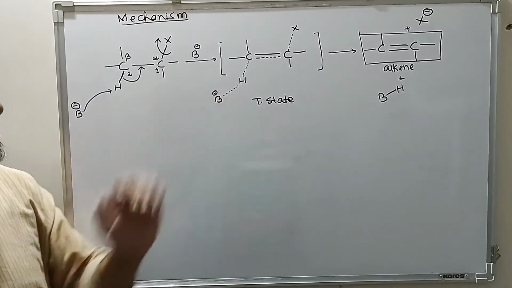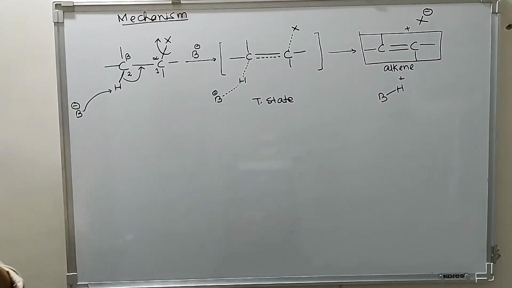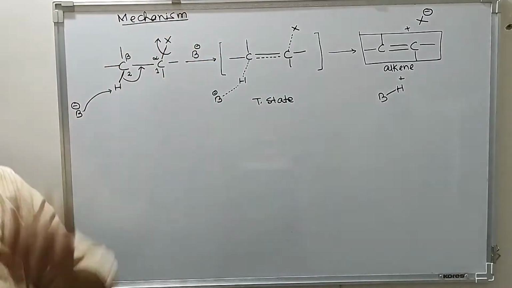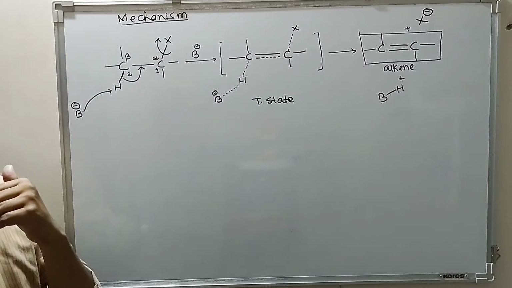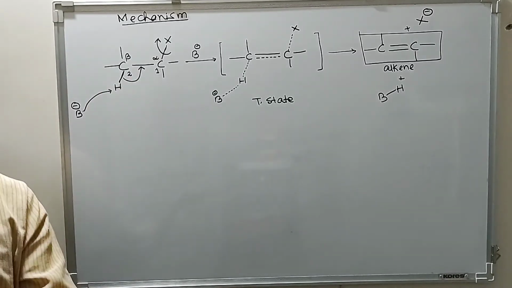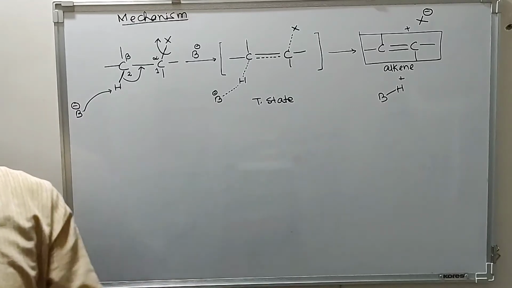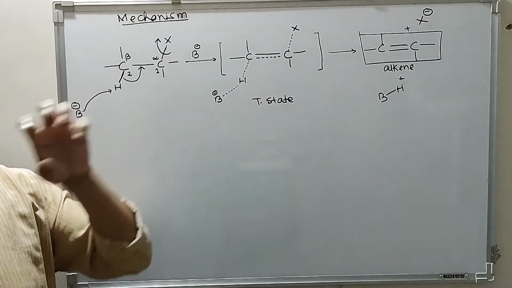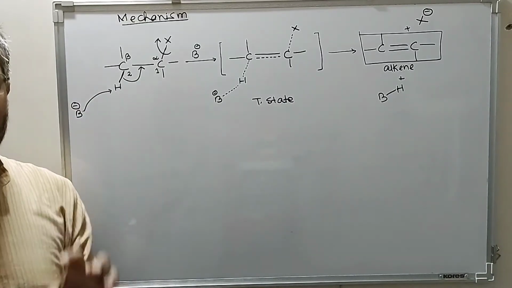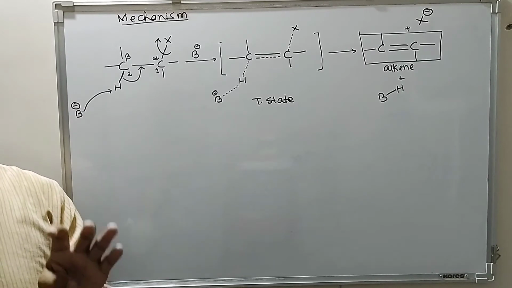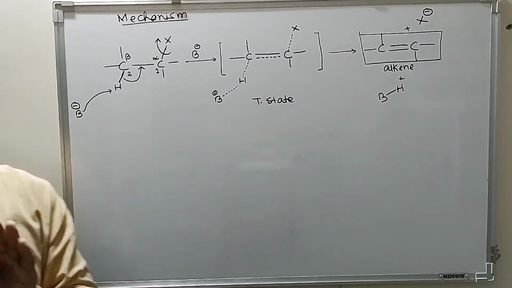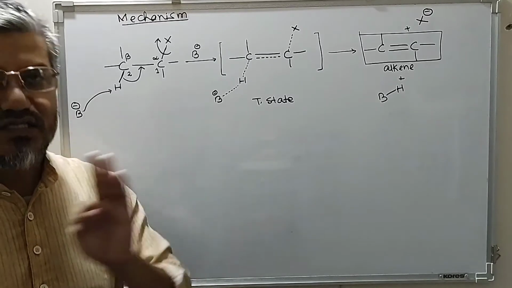Now coming to this transition state, now look at this. We have discussed earlier the leaving groups, hydrogen and the halogen, should be at a distance of 180 degrees. Why is this anti position required? We have to explain. In the E2 mechanism, the leaving group, hydrogen and halogen, should be anti or staggered to each other. Why is this so?